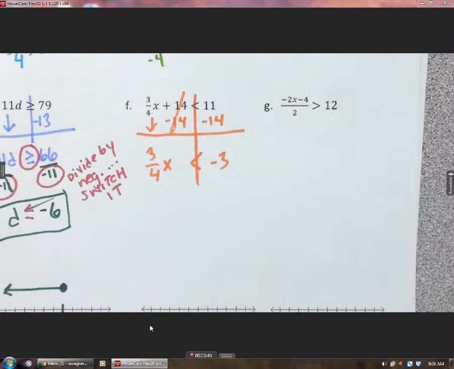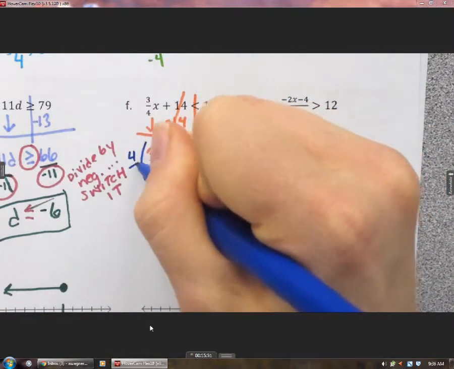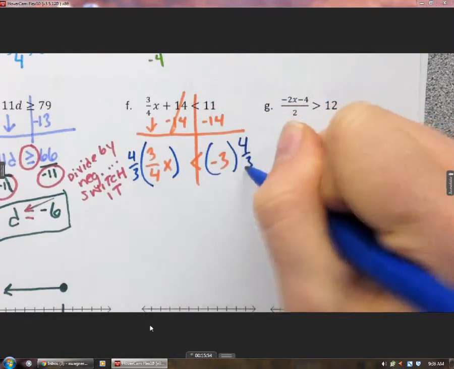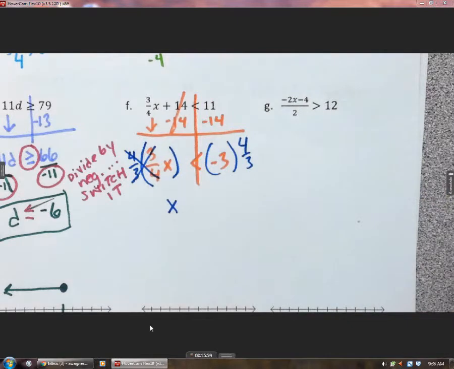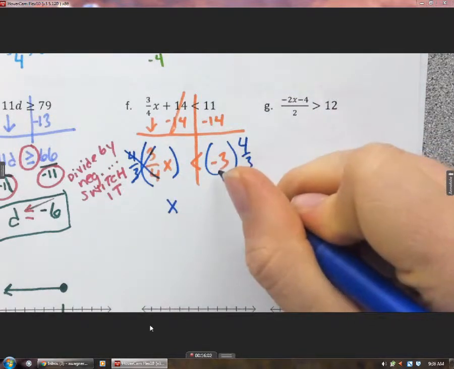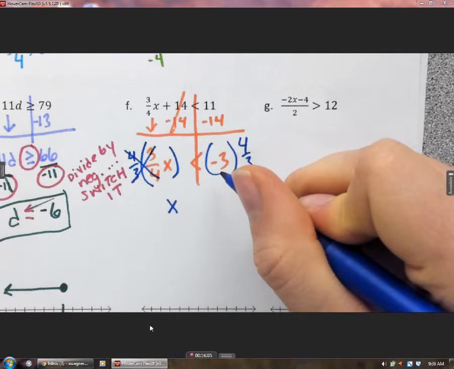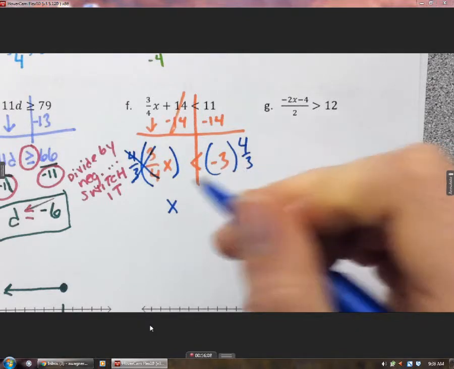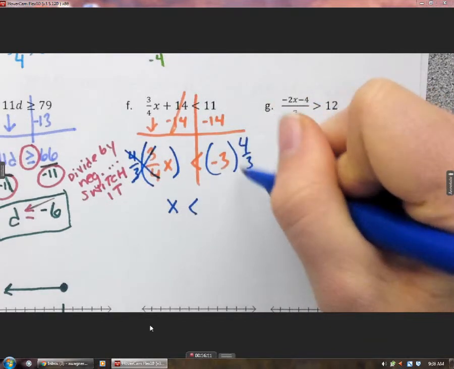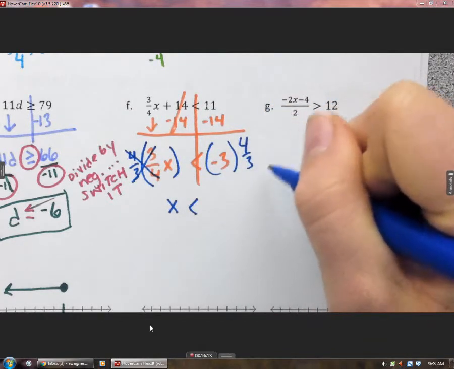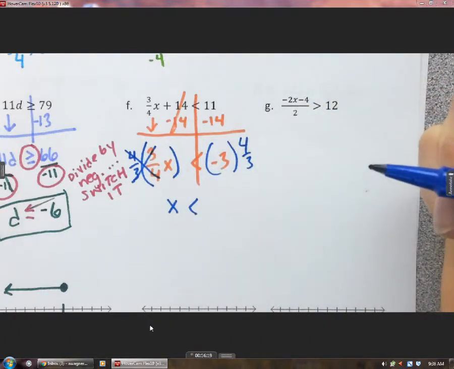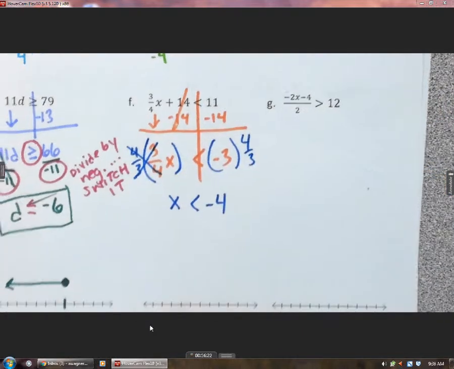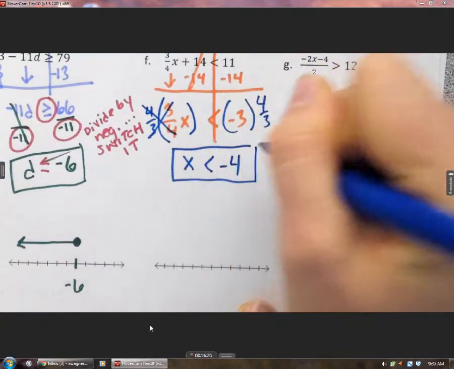Multiply by the reciprocal. Someone said it. So multiply by, what's the reciprocal? 4/3. So this turns into x is, do I need to switch it? No. But this one's negative. Would you switch it? The only time you switch it is when the number you're multiplying by is negative. That's the only time you switch it. It is going to be -4. Good job. X is less than -4.